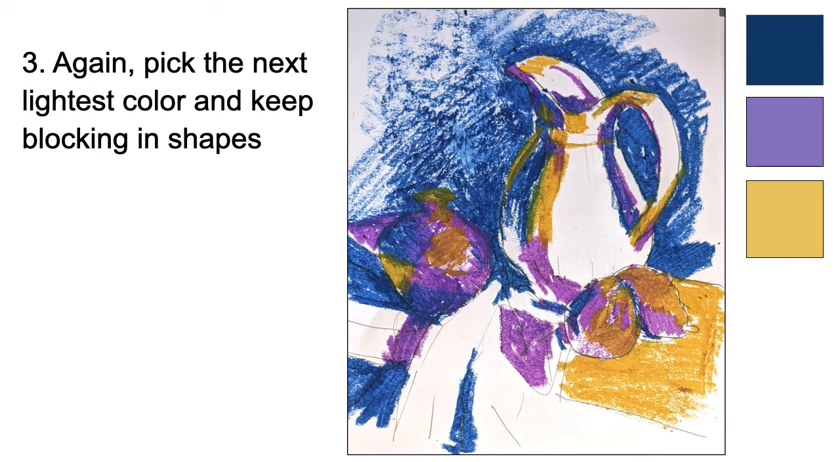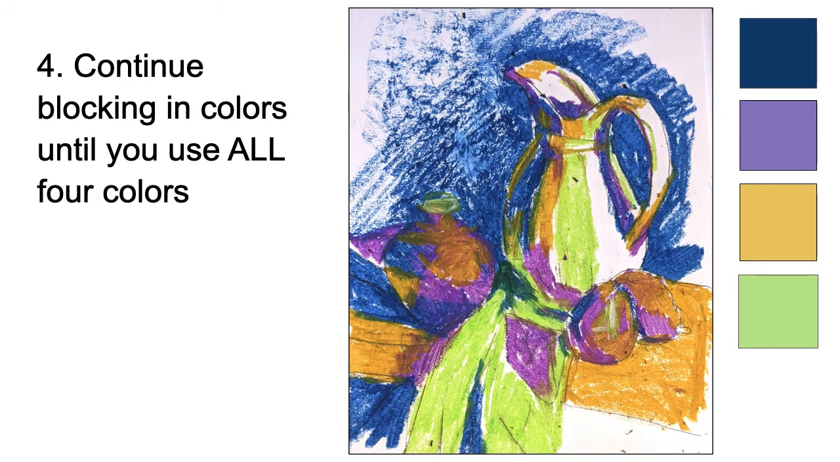So then my next lightest one was yellow. I'm now blocking in the table there because remember that's my mid-tone. So my yellow is my mid-tone and I'm going back and forth and adding the next layer where I see it needs to go. And we're going to continue doing so until we use all our colors. So now remember the bright green, that was my lightest color. You can use whatever color you like. And now I'm coloring in the area of the fabric, some of the areas of the pitcher, because those were my lights. Remember, my light areas.